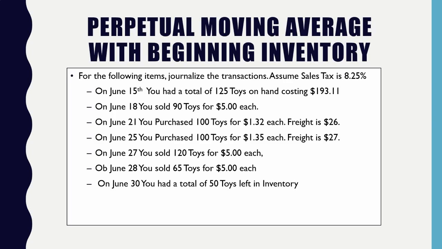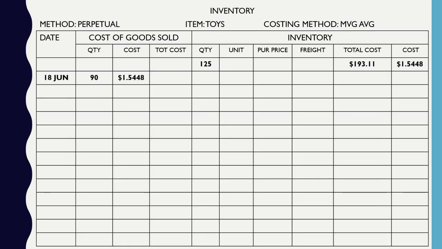So here you sold 90 toys. Okay, so $1.5448, which will give you $139.04. You're going to subtract that out. So then now you have 35 units left at $54.07 left, and you're going to recalculate that, and you're still at $1.5448. Okay. Now, yes, you do have a possibility where this average cost per item can change depending on what it is. So again, especially if you have a split penny going on, that is what's going to change your average cost. So again, keep that in mind.